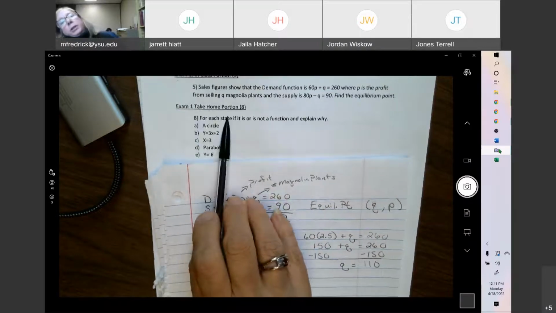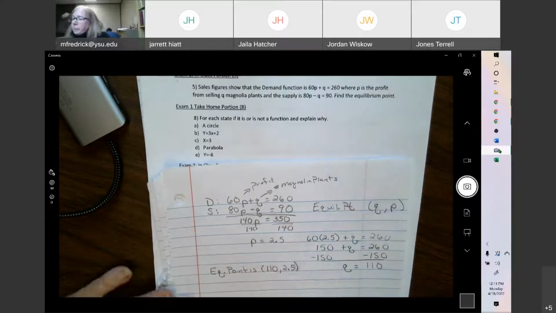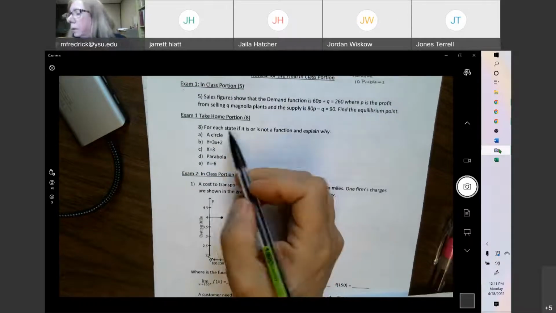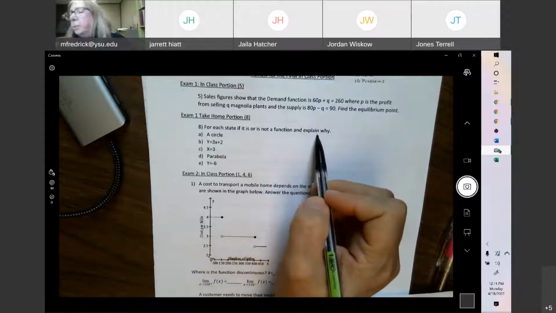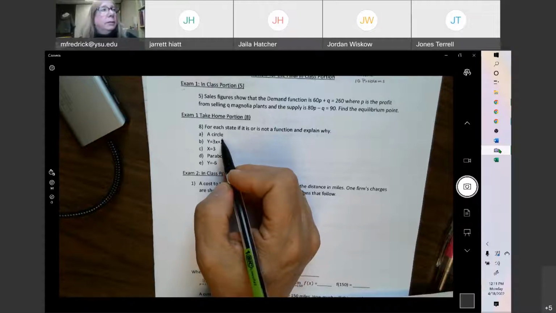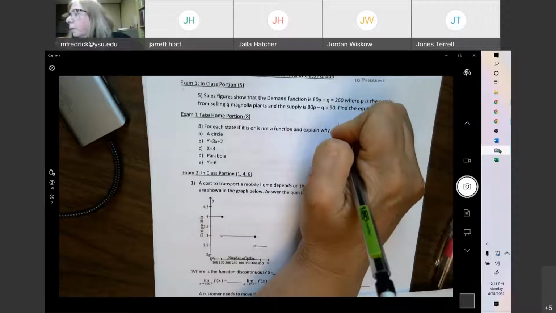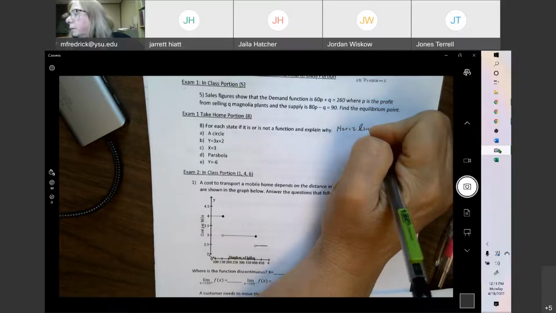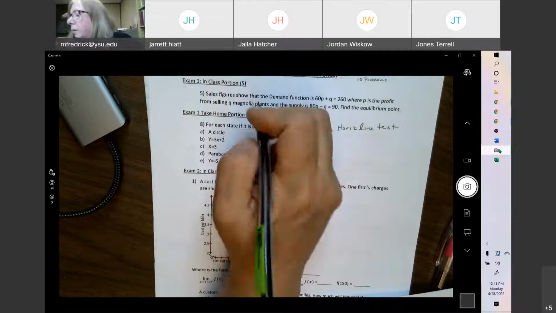The take-home portion of exam 1, number 8. For each state, if it is or is not a function, and explain why. So if we look at a circle, is a circle a function? Anyone? Remember, a function, you use the horizontal line test. If it hits it more than one spot, exactly, a circle is not a function.